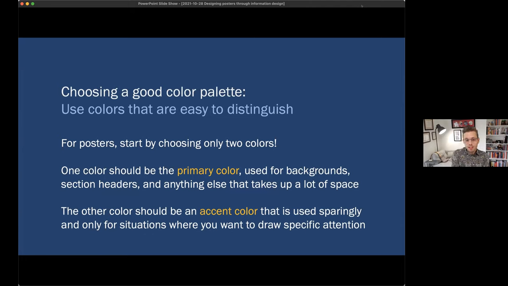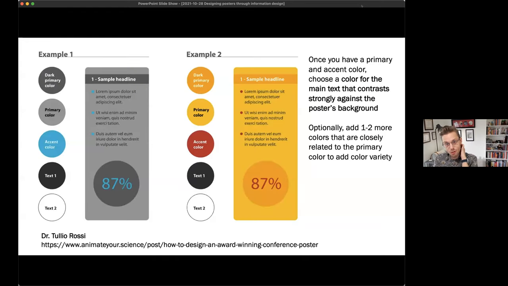When it comes to the design of a poster, my best advice is to start by choosing only 2 colors, just 2. So one color should be the primary color, and that primary color is used for the backgrounds, section headers, and anything else in the poster that takes up a lot of space. The other color in your color palette should be an accent color. And the accent color is specifically for accenting, meaning it should be used very sparingly and only for situations where you want to draw specific attention to your poster.